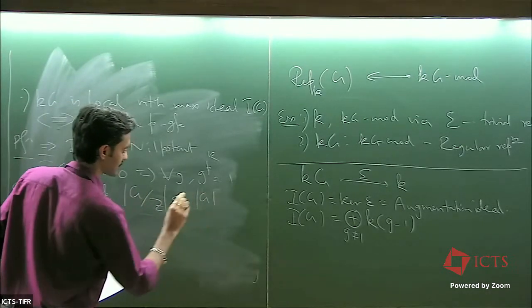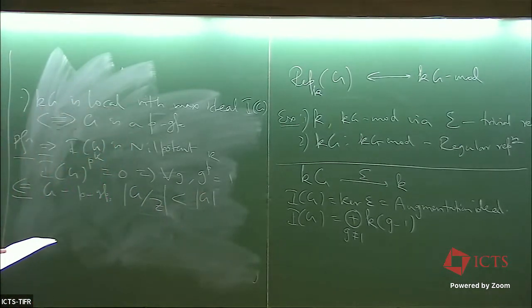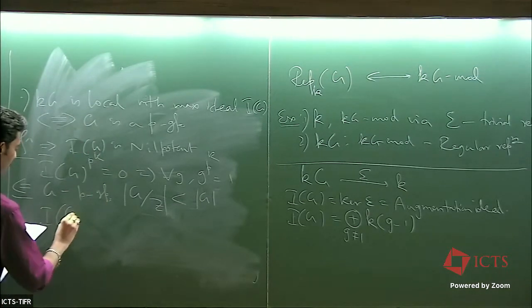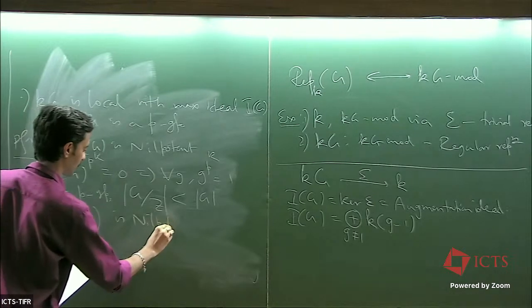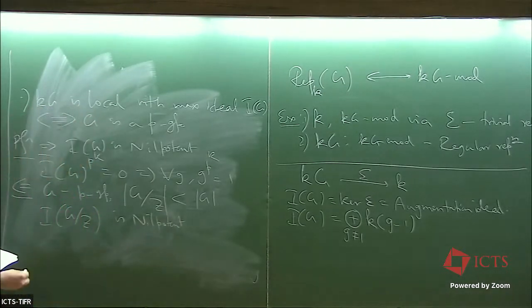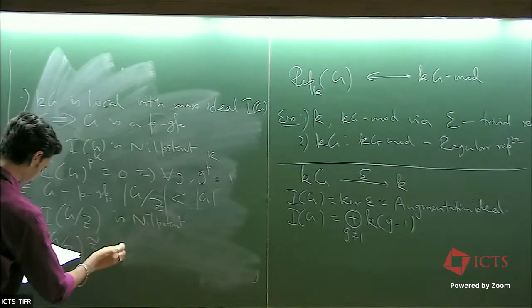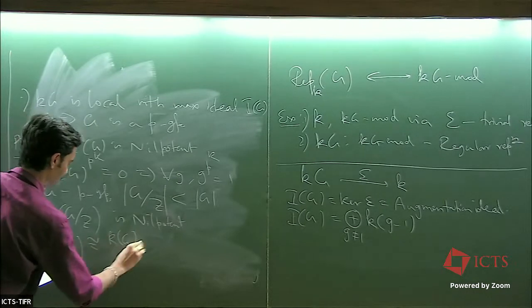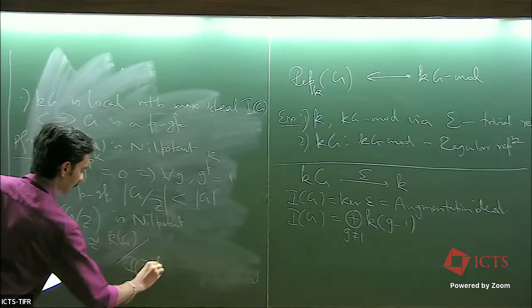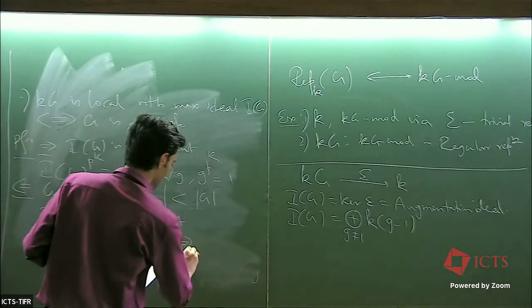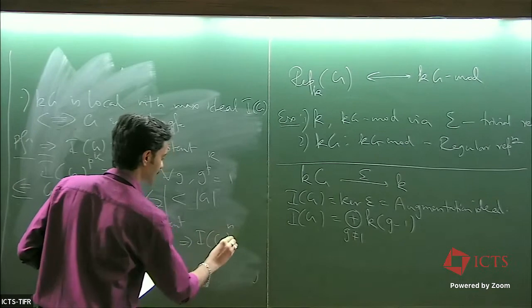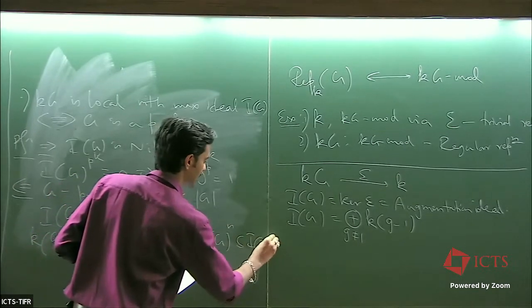This is less than the order of G, and therefore by induction we can assume that I of G mod Z is nilpotent. And now note that KG mod Z is isomorphic to KG mod IZ KG. Here Z means the center, by the way. This implies IG to the power n is contained inside IZ KG.